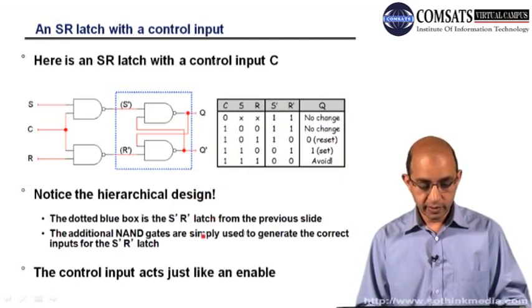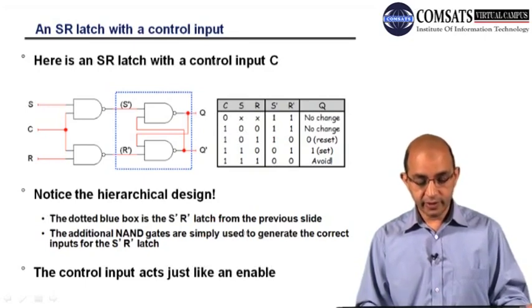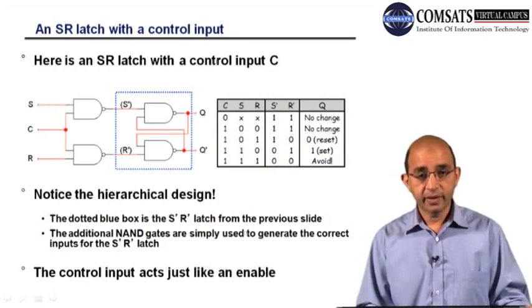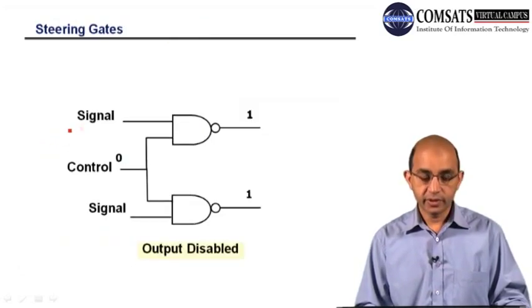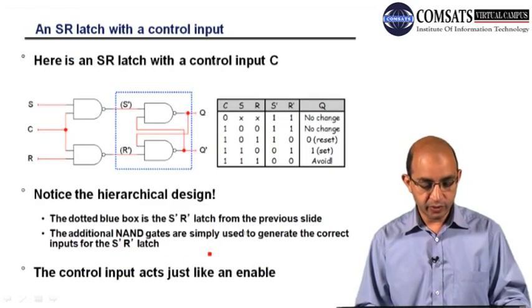Okay, so you can see that we have the dotted blue box. That is the same latch we discussed before, and this is the additional circuitry that has been introduced in order to have control over this latch. So this control input is the same as what we talk about as enable or disable.